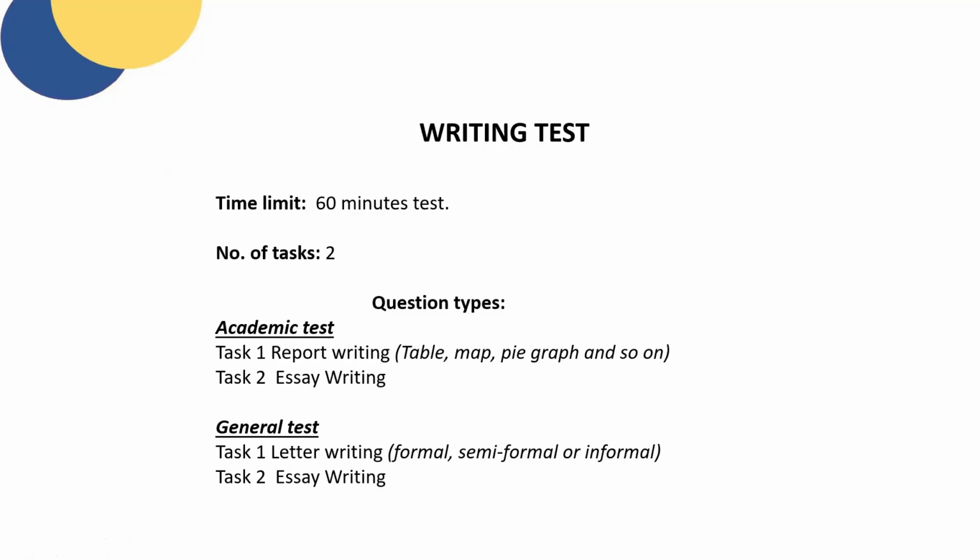Now coming to the IELTS writing module. In the IELTS writing module, you have 60 minutes to do your module. You have 2 tasks, and as you all can see here, academic candidates have 2 tasks, task 1 and task 2, and the same goes for general candidates. Task 1 is letter writing for the general candidates, and task 2 is essay writing for the general candidates. We are going to see a quick overview into the general IELTS writing pattern. Let's go to the next slide.